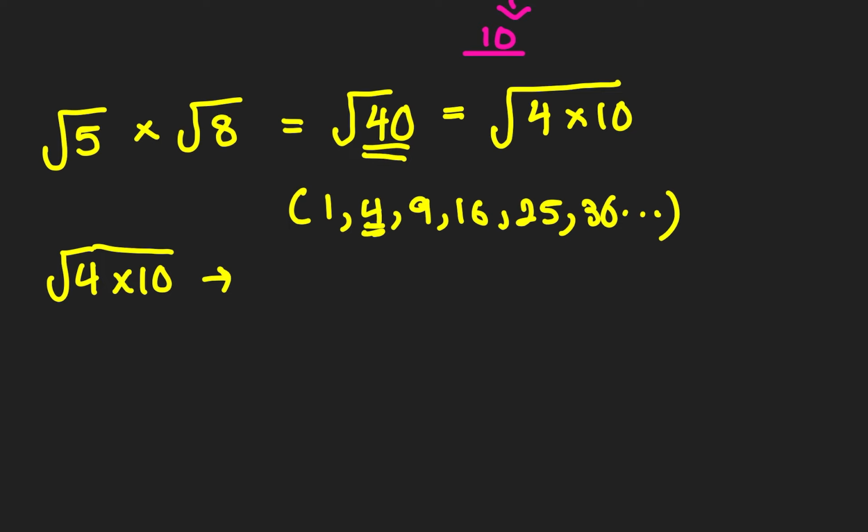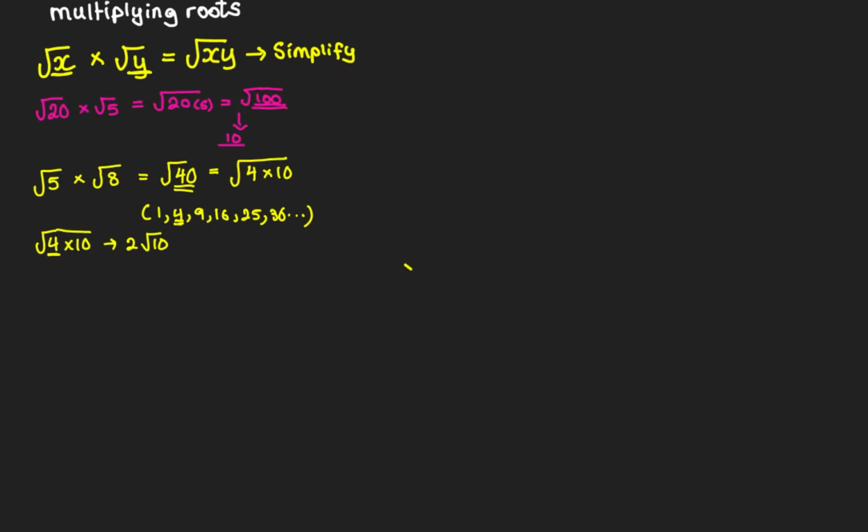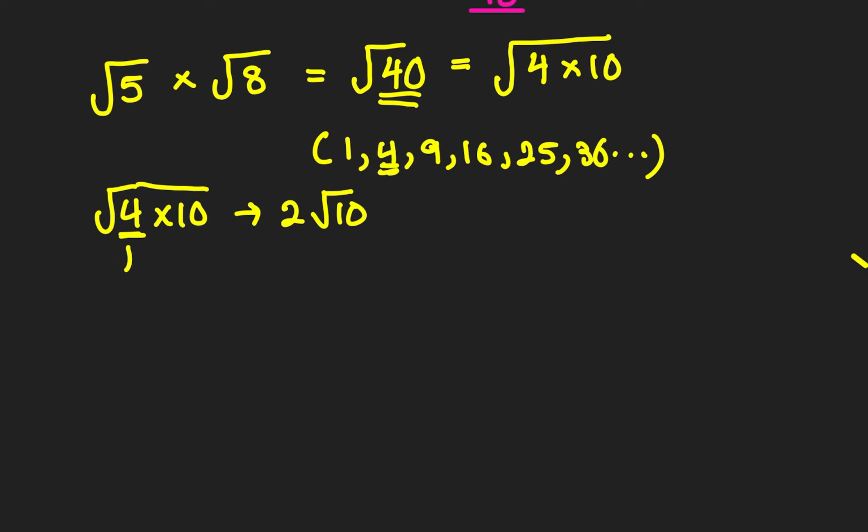This could be transferred to 2 root 10. I'll tell you why. With this, root 4 is simply 2. Since the root is cancelled and we've got the value of root 4, we're eligible to push this outside the root and create it to its simplest form, 2 root 10.